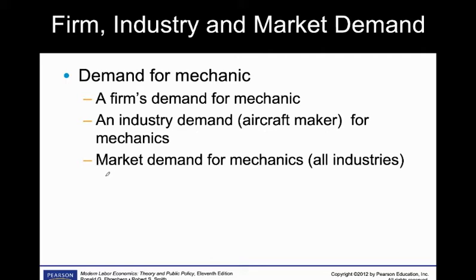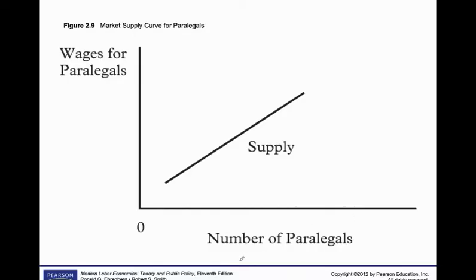And then the third level of demand is the market demand for mechanics. This market demand for mechanics will involve all industries, not just the aircraft industry, but also other industries such as automotive, electronics, and many more. So I hope you understand these 3 levels of demand. It can be at the firm level, industry level, and the market level. Let's now move to the supply of labor. In this example, it shows the market supply curve for paralegals.